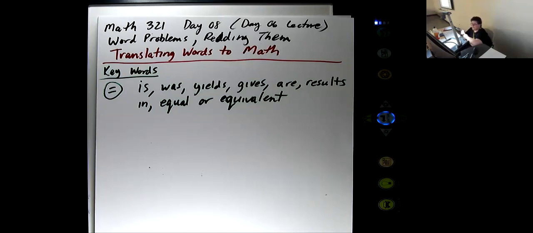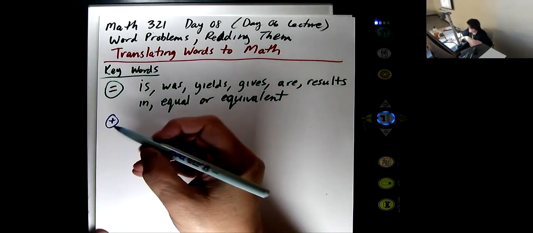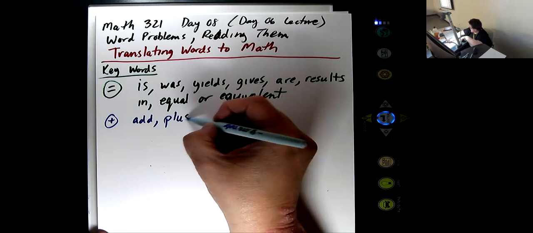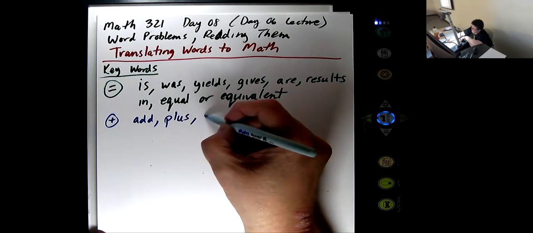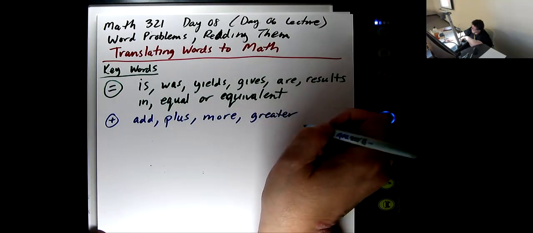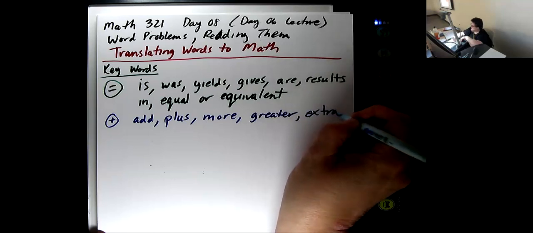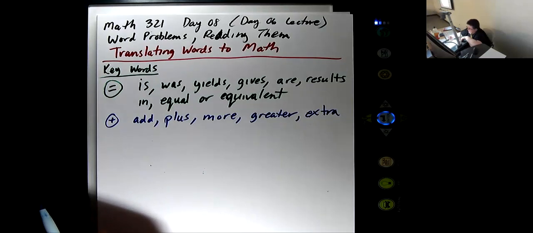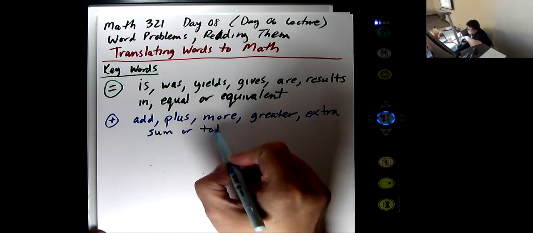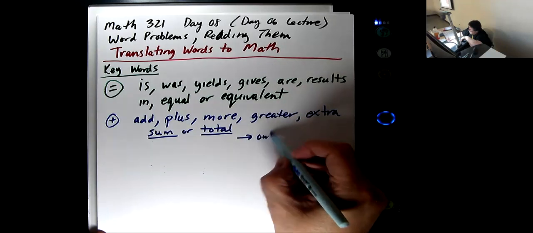Then we get to addition. Obviously, we might see the word add or plus, because it's a plus sign. But words like more, greater, extra, and words like sum or total, both of these words represent the outcome of addition.